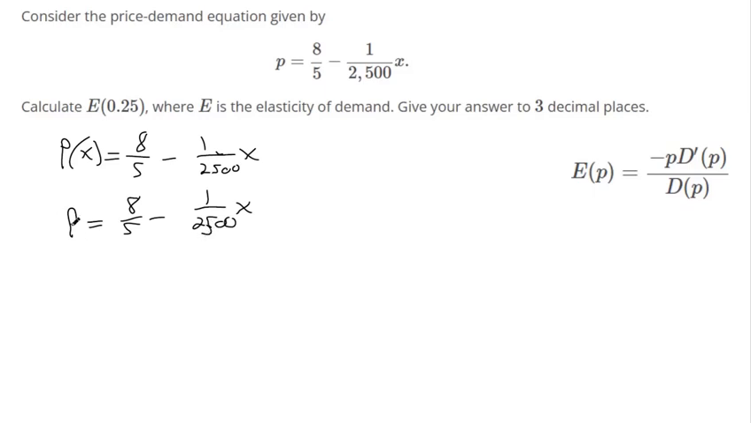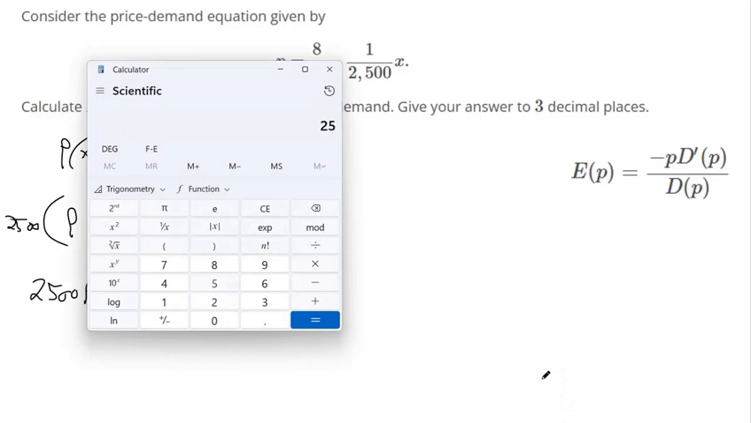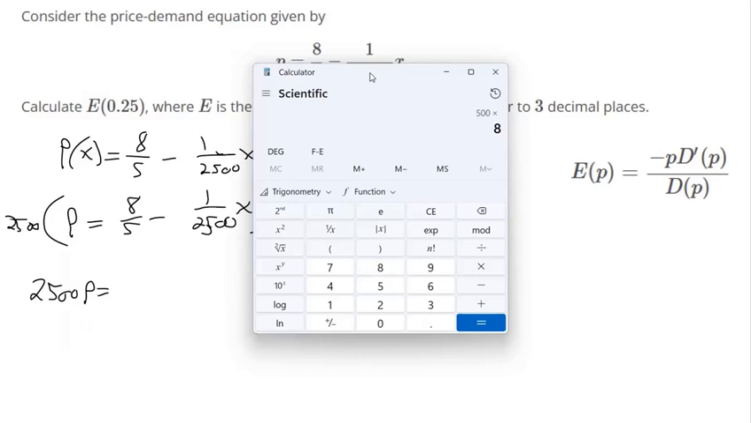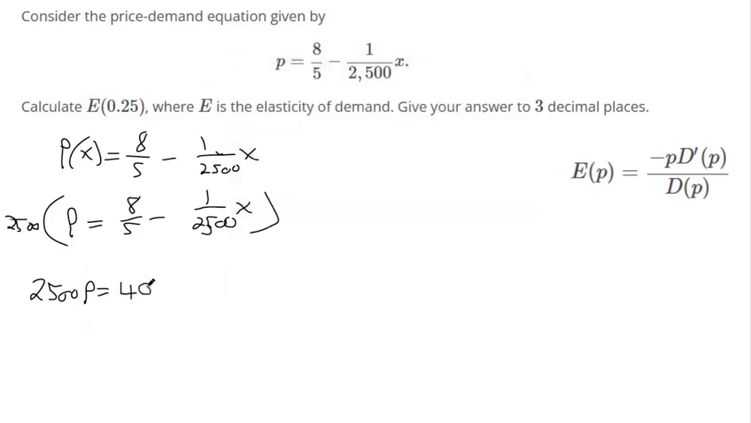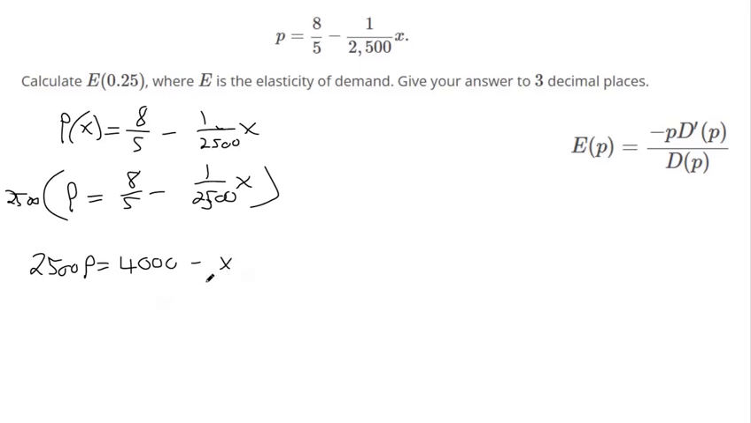So the first thing I'll do is I'll multiply everything by 2,500. Because I know 5 can divide into 2,500, and I know 2,500 can divide into itself. So that gets rid of the fractions. So let's see what that first fraction is going to be. 2,500 divided by 5. And then times 8. That's 4,000. That's X. And then to finish getting X by itself, I'm going to add X to both sides and subtract this from both sides. So I get X is 4,000 subtracted by 2,500p.